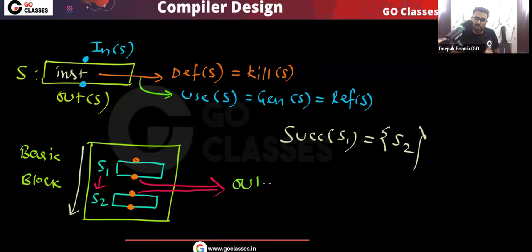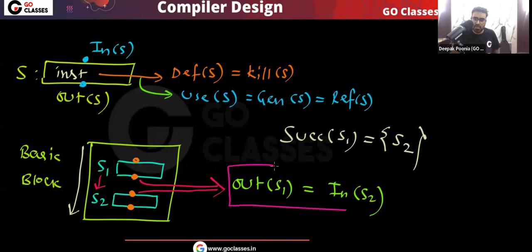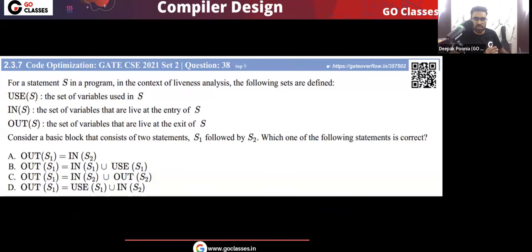So what will be out of s1? That will be the same as in of s2. That's it, this is your answer. This is the easiest question. The answer is out of s1 equals in of s2. Option A is correct. There is nothing to solve in this question.